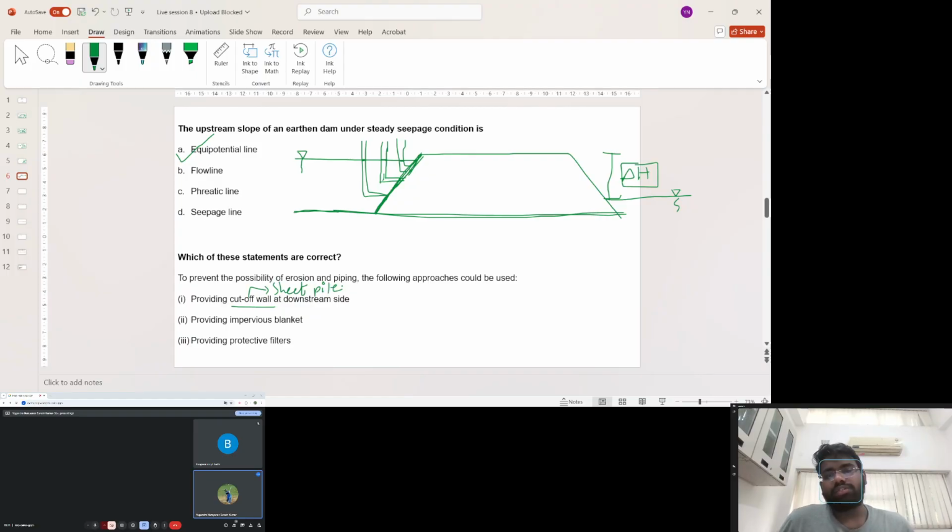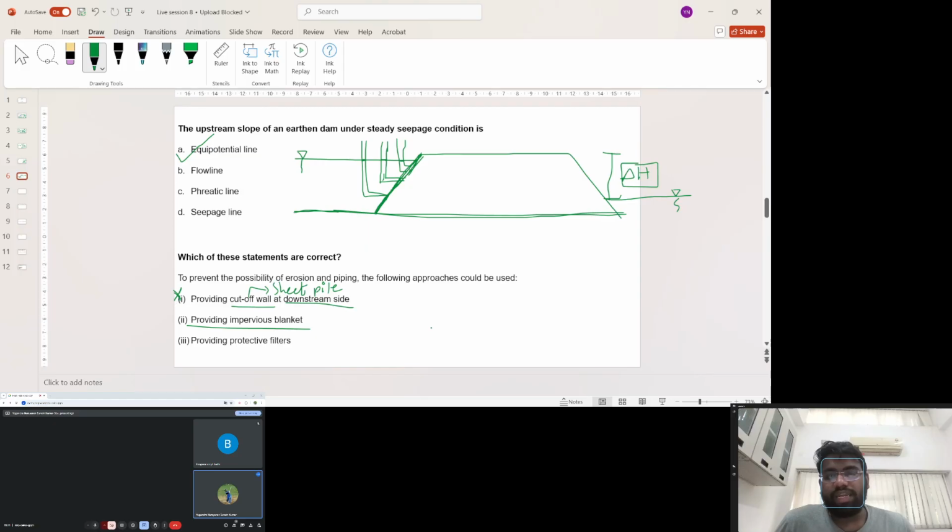It is a sheet pile generally. Cut-off wall is nothing but the impervious wall to elongate the flow length. So we have seen that it should be provided at the upstream side. So hence this is not the right option. So coming to the second point, providing impervious blanket.